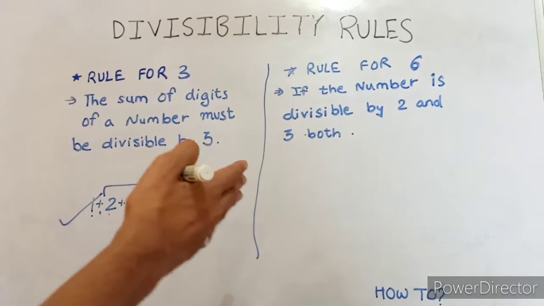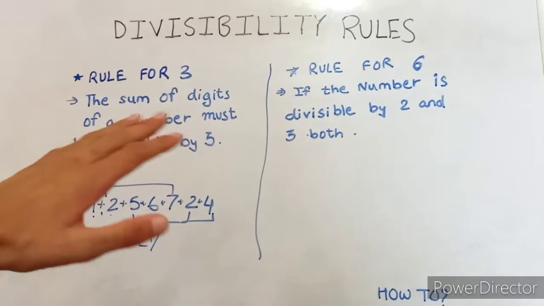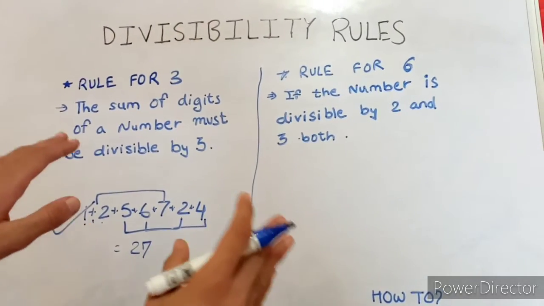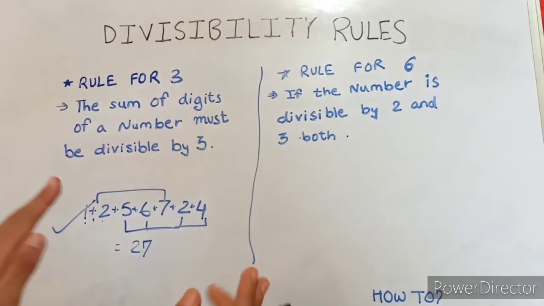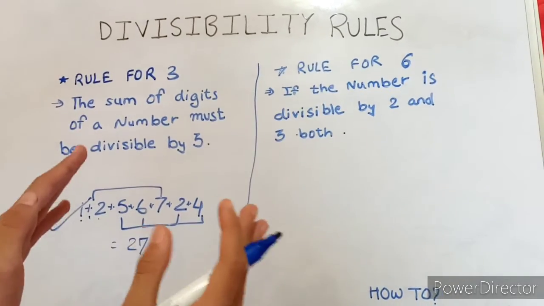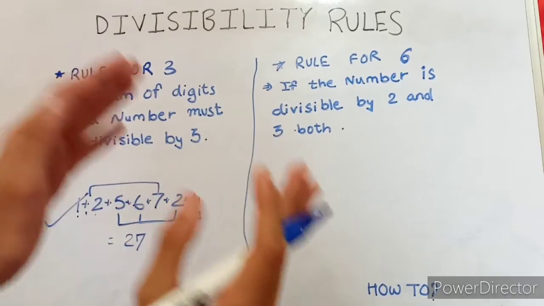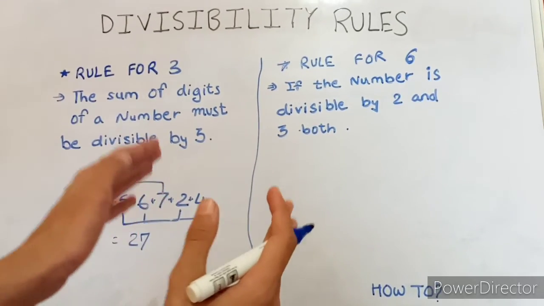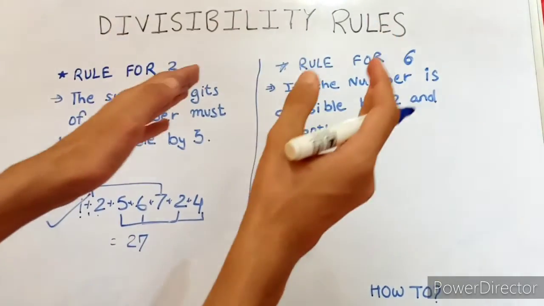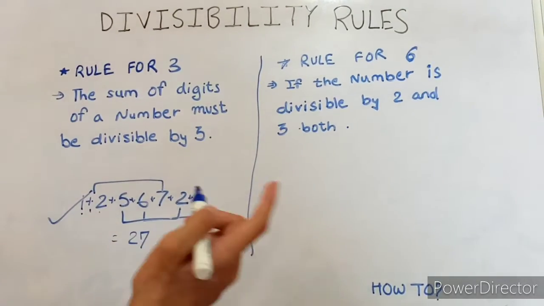Now the rule for 6. This rule you have to remember properly. The rule says that if the number is divisible by both 2 and 3, then and only then the whole number is divisible by 6. Okay, let's take an example.